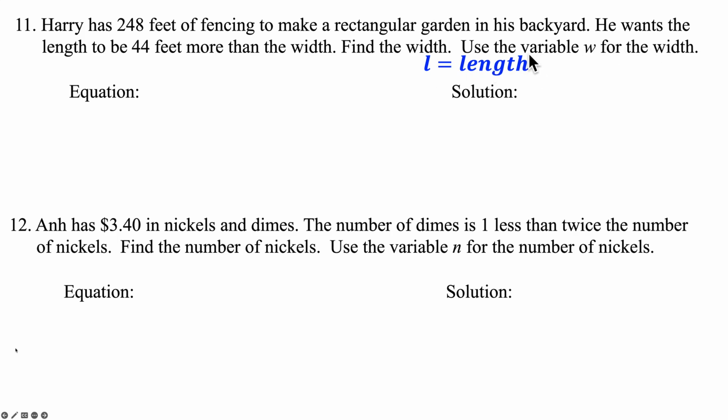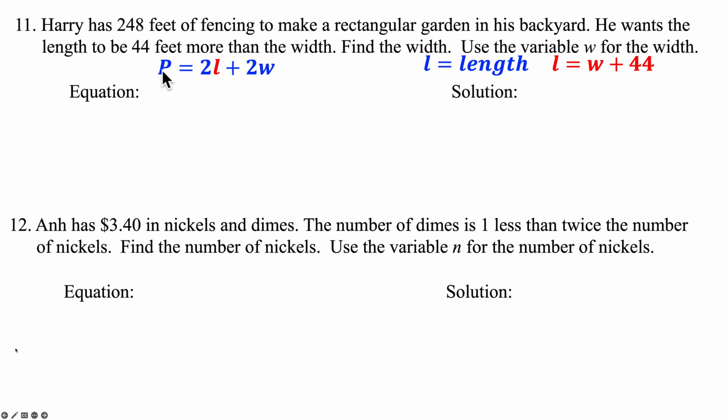So we have two of them here. So it says he wants the length, L, to be equal to 44 feet more than the width. That means L equals W plus 44. What is my other relationship? Well, because you're putting the fencing around a rectangular garden, we're going to use the perimeter formula for a rectangle. There's two lengths and there's two widths. All have to be added together, so you can call this 2L plus 2W equals the perimeter.